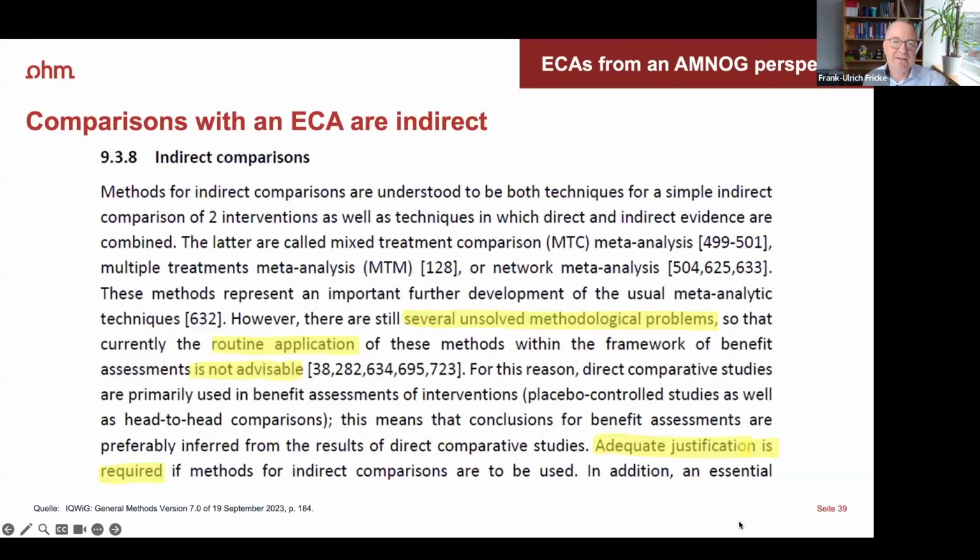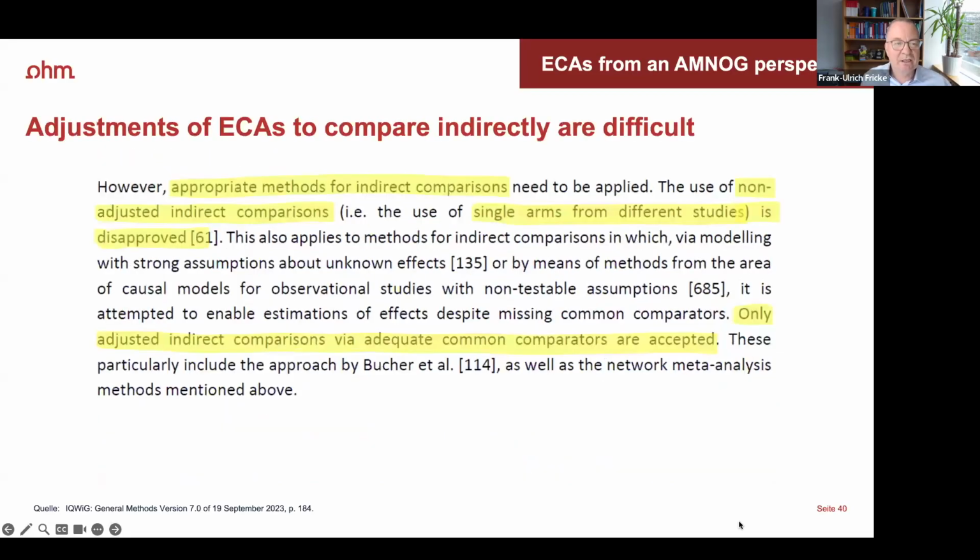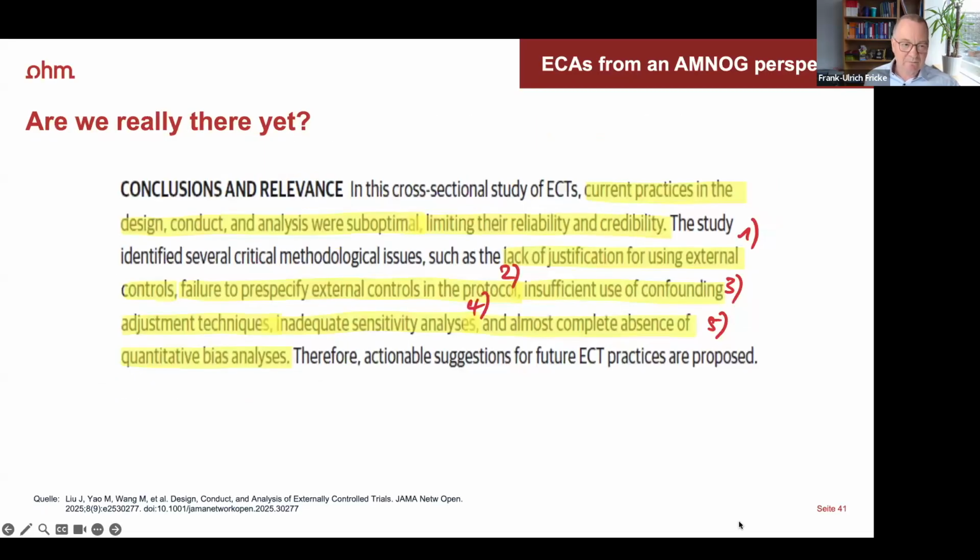And within the methods, there is an emphasis on unsolved methodological problems. And when it comes to methods for indirect comparisons, then the focus is mainly on adjusted indirect comparisons, as you can take from the slide, as well as network meta-analysis. So that's basically what needs to be borne in mind when it comes to external control arms.